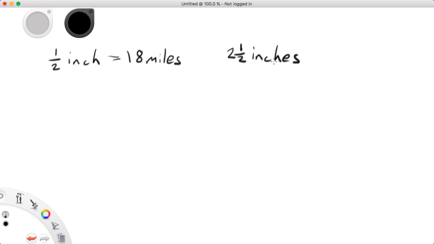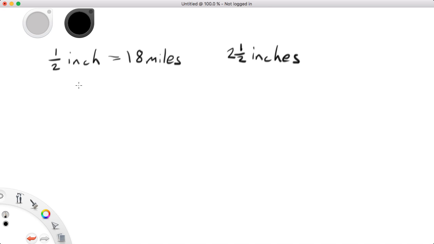All right, anyway. So what we're going to do is talk about the first ACT problem, which is on a particular road map, 1/2 of an inch represents 18 miles. Okay? On a particular road map, 1/2 of an inch represents 18 miles. About how many miles apart are two towns that are 2.5 inches apart on the map? So, this is something that you could definitely solve with a proportion statement.